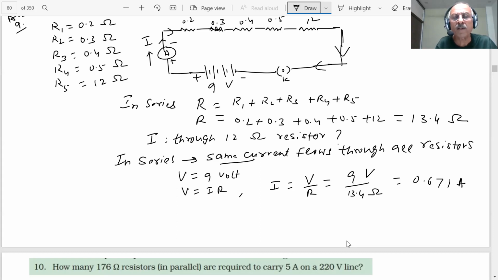The important point was that in parallel the current gets divided, in series the current remains the same in all the resistors, student. That is the reason that in the circuits which are made at home, we don't connect them in series, because different appliances need different amounts of current. Okay.